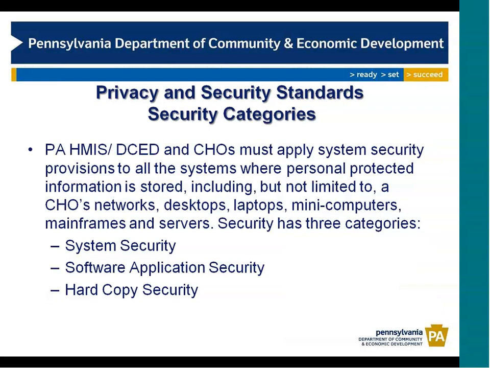Okay, now we're going to go into the security categories and security itself. PA HMIS, DCED, and CHOs must apply system security provisions to all systems where personal protected information is stored, and this includes but is not limited to the networks, desktops, laptops, mini computers, mainframes, and security for which access and storage of this data is done on. Now, security has 3 basic categories. There's system security, software application security, and hard copy security.